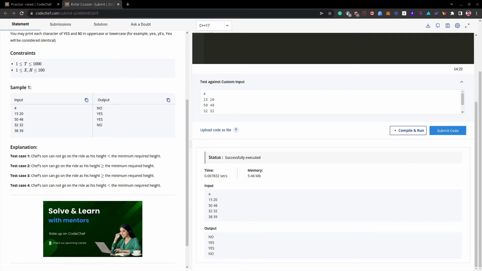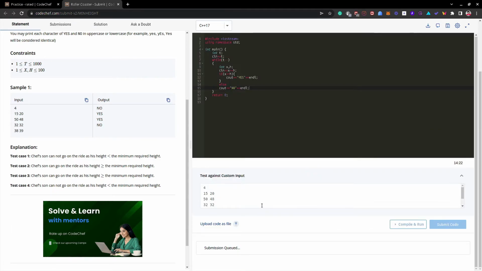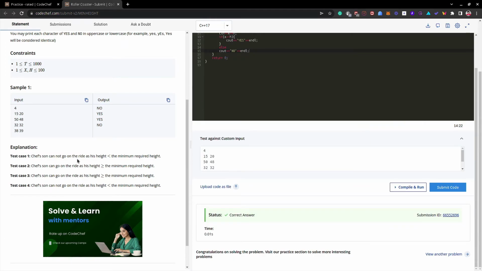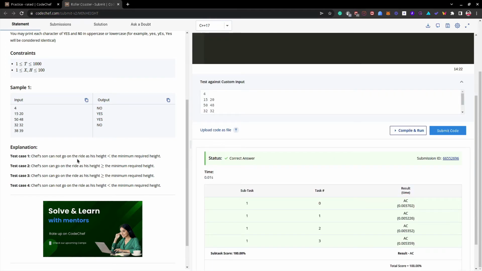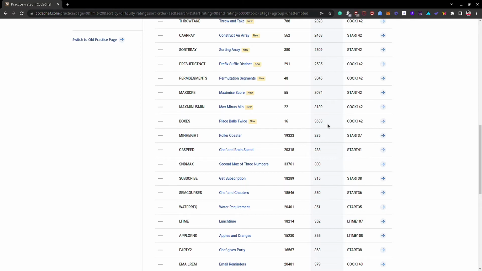So as you can see, the compile and run was totally fine. Now submit the code. It was really easy. I just had to compare the values, whether one is bigger or not than the other one. So now you can see this is done, and let's go to another code.